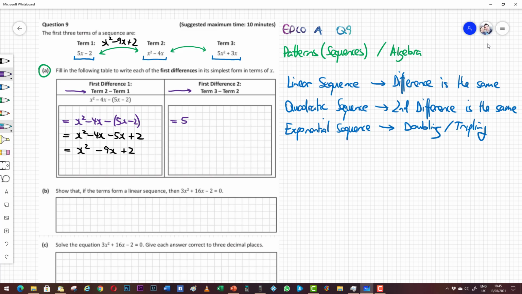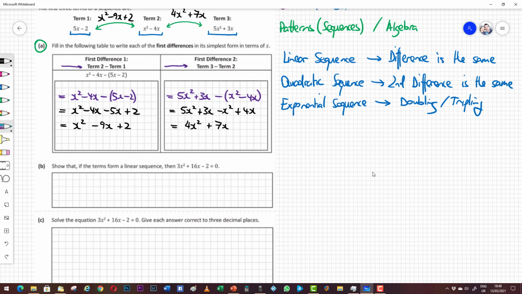We're going to write down the third term, which is 5x squared plus 3x. And then from that, we're going to subtract the second term, which is x squared minus 4x. So as before, we have the second term in a bracket to make sure that we subtract both the x squared and the minus 4x. So we have 5x squared plus 3x minus the x squared, and then minus 4x is plus 4x. And as before, we're going to simplify the terms by joining like terms together. 5x squared minus x squared is 4x squared. 3x plus 4x is plus 7x. And so the difference between the second term and the third term is 4x squared plus 7x.